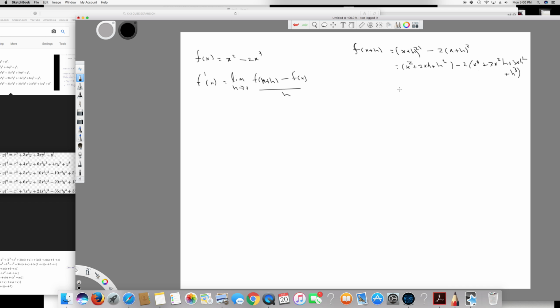Now let's add it together and see what happens. x squared plus 2xh plus h squared minus 2x cubed minus 2 times 3x squared h, which is minus 6x squared h, minus 6xh squared, minus 2h cubed. And f(x) is going to be the same value like this because the x is already plugged in. Let's put this in the limit and see what happens.